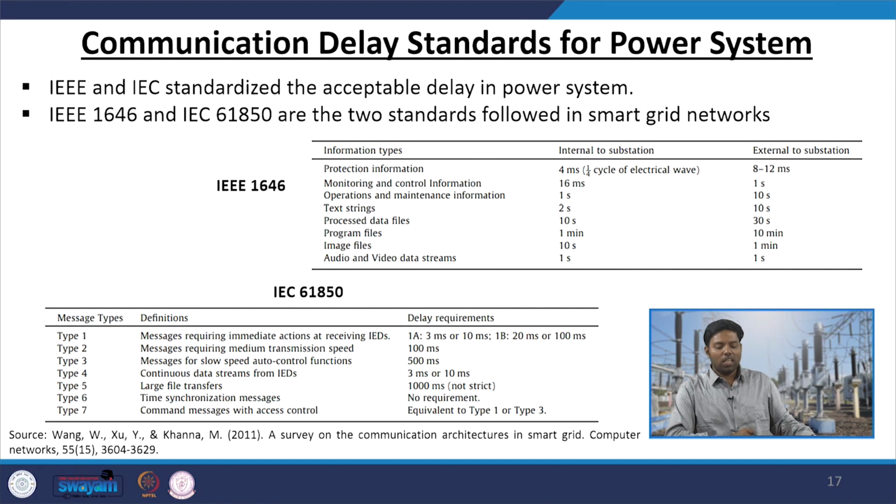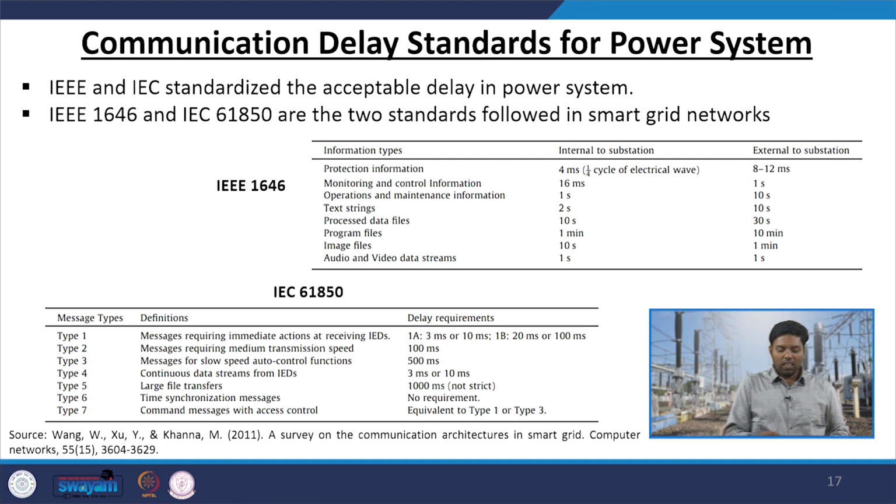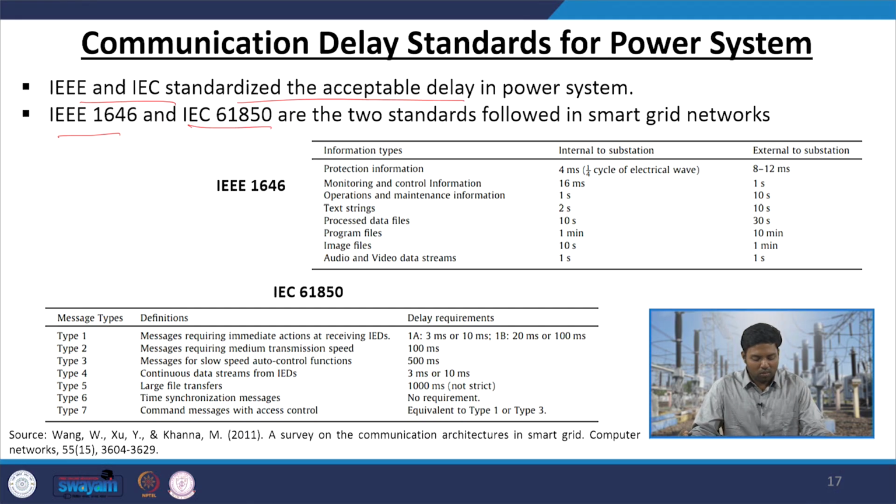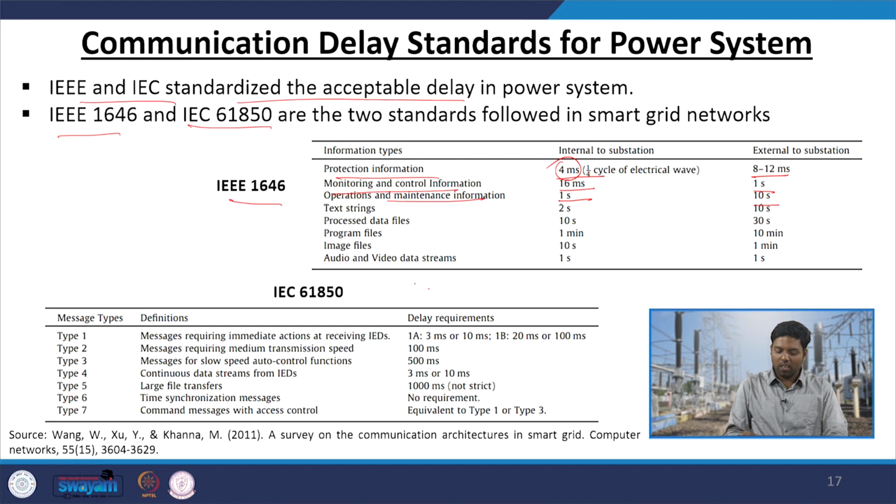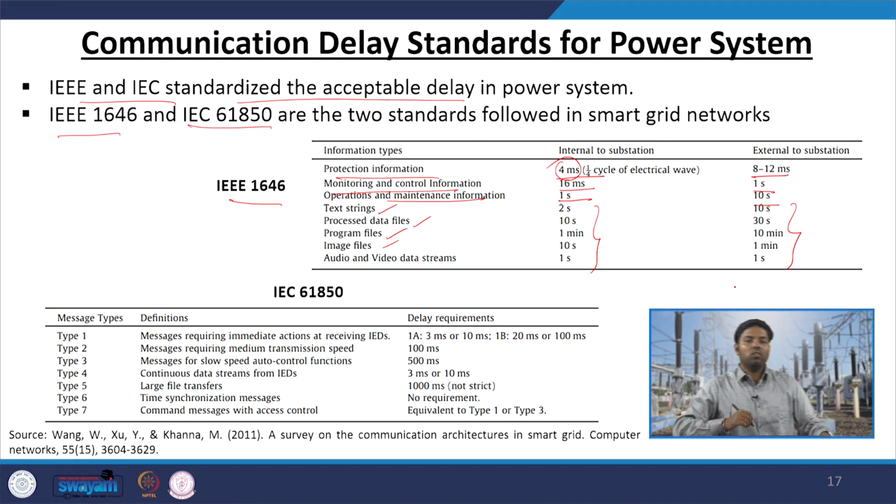So, what are the communication delay standards for power systems generally followed? Generally IEEE and IEC standardize the acceptable delay in the power system. IEEE 1646 and IEC 61850 are the two standards which are generally followed by the smart grid network. For IEEE 1646, protection information inside the substation has to be reached by 4 millisecond. If it is coming from outside the substation, then it has to be reached by 8 to 12 millisecond. Monitoring and control is 16 millisecond to 1 second, operation and maintenance information 1 second to 10 second, and then text, processed data, program file, image. So, everything has standardized delay values, you cannot go beyond that.